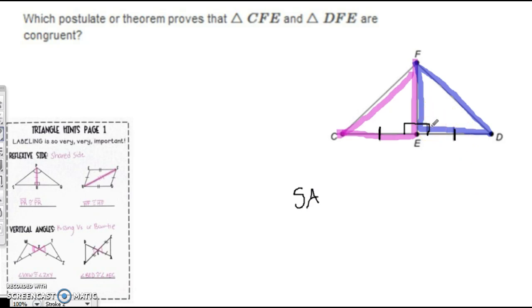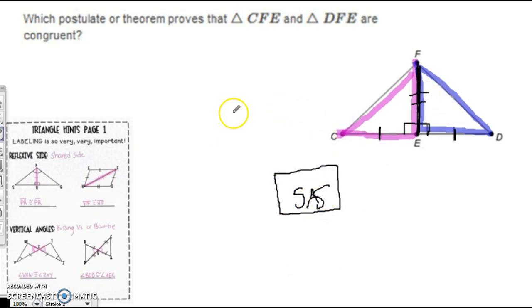But I have to have at least 3 things to prove that they're congruent. Since I'm missing a marking, I'm going to go back to my helpful hints page. And this one is the reflexive side. They both share side EF, and since they both have the same side, it has to be congruent. EF has to be congruent to itself. So now in the purple triangle, I have a side, an angle, and a side, and in the blue triangle, I have a side, an angle, and a side. So I have enough to prove that they're congruent using the side, angle, side congruence postulate.